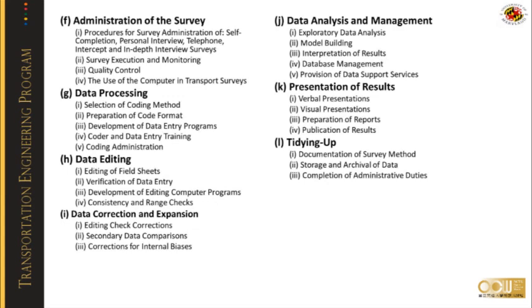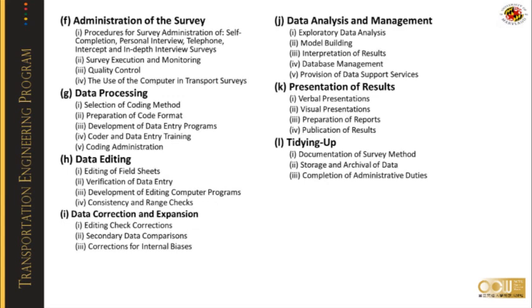Then you have the administration of the survey, so you need to decide who is going to physically do the survey. If it is a self-completion survey, a personal interview, a telephone interview, an intercept or in-depth interview survey, and how you are monitoring the administration of the survey. You need to have quality control and decide if a computer will be part of your survey. Then once you have the data on your desk, you need to code the data entry programs and all the coding administration.